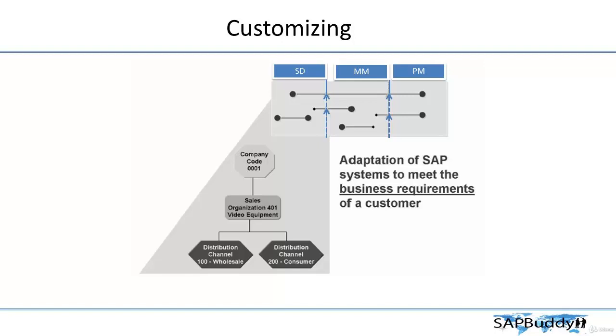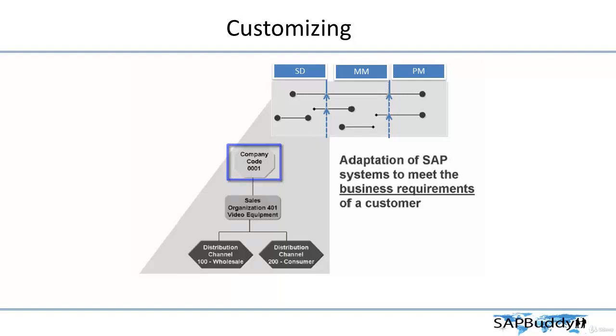Okay, let's see what is customizing. Customizing is done in SAP system to meet every individual customer or every individual company requirement. Let's say in a kind of business transaction, or let's take an example of a multinational company who is going to sell some kind of video equipment. Here we can see you have a company code which is 0001. It can be a 4-digit code.